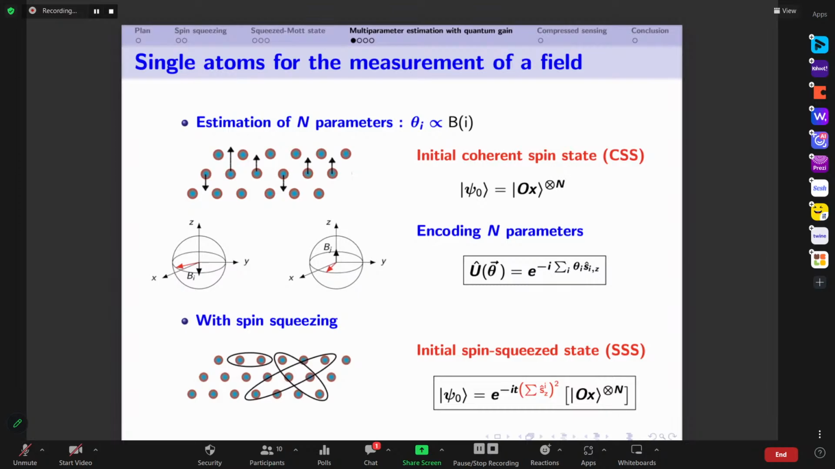But now I want to take advantage of the fact that I have a correlation shared among all this ensemble of atoms. And so I don't want to measure locally the phases separately. I want to perform collective measurements, because my initial state will not be independent atoms like this, but it will be this squeezed Mott state, which I can represent such that all the atoms are initially pointing along X, but then I act with this SZ² Hamiltonian, which I wrote here. Simply, the capital SZ is the sum of the small SZ i. Okay, so I want to perform collective measurement to use the correlation.